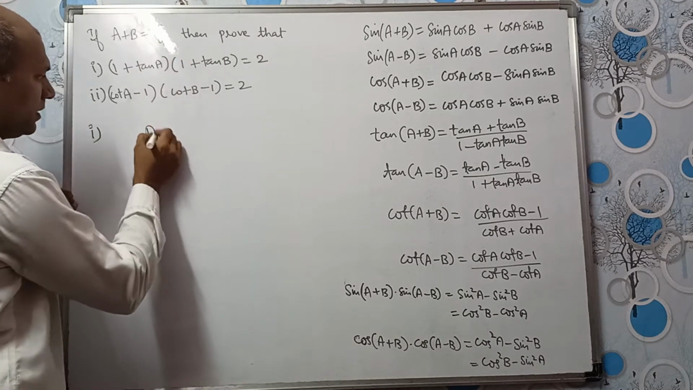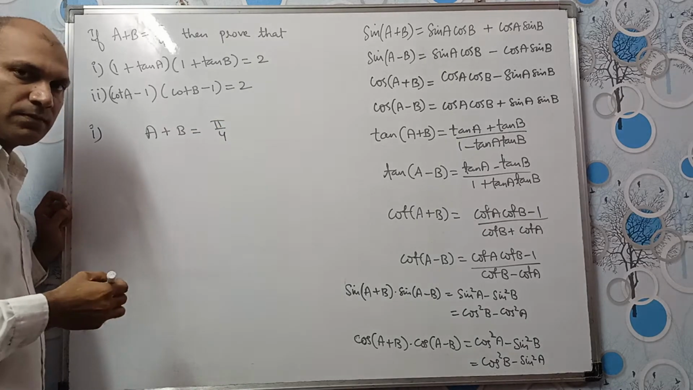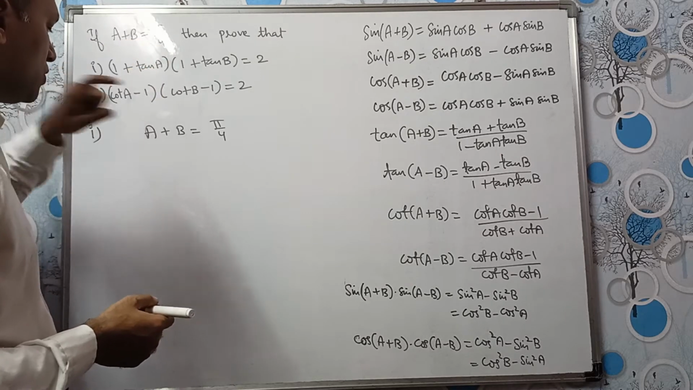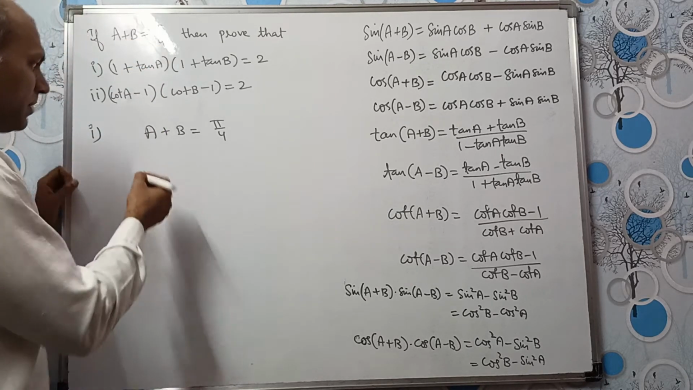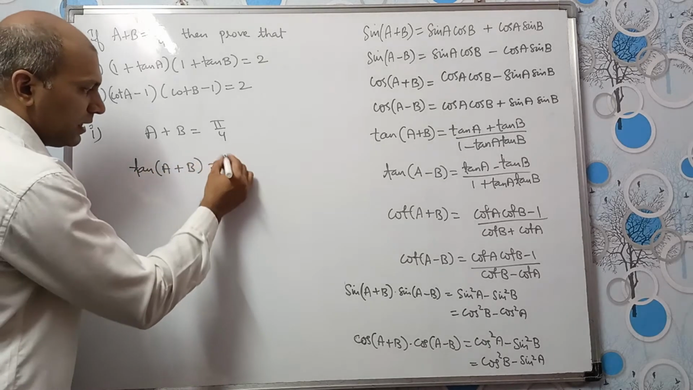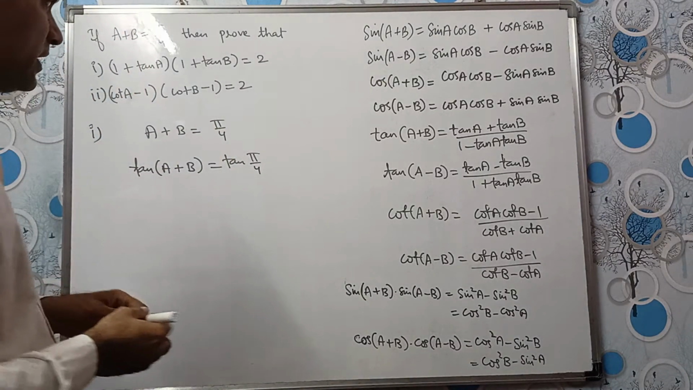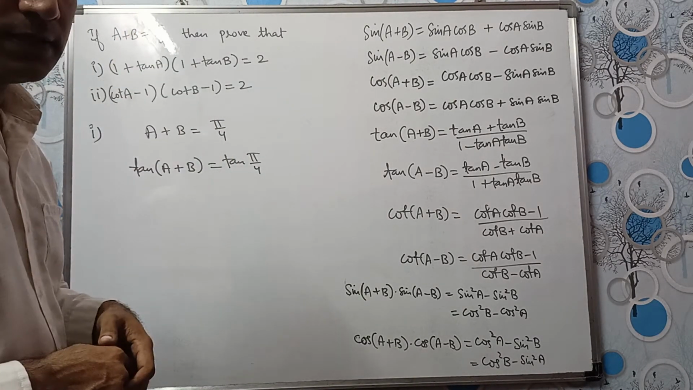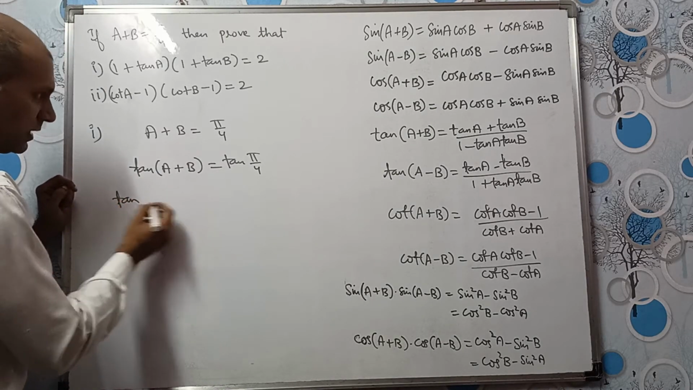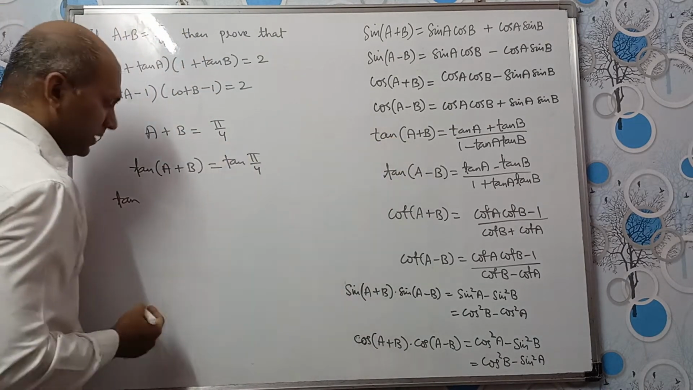See, a plus b is pi by 4 given, right? So we need tan, right? So if we apply tan on both sides and expand, tan a plus b and here tan pi by 4. If you apply tan on both sides and expand, we'll get the required answer. Okay, let us see how. Tan a plus b expansion. See, I wrote the formulas here for you to remember, for you to refer.